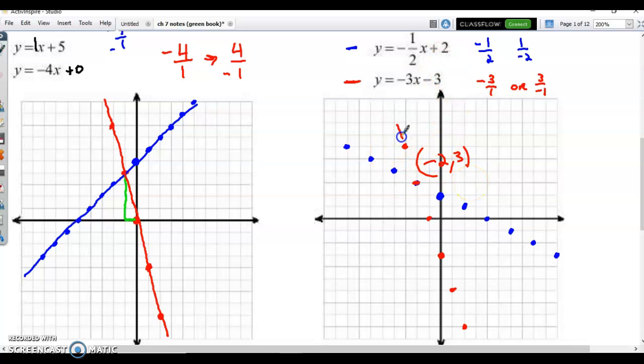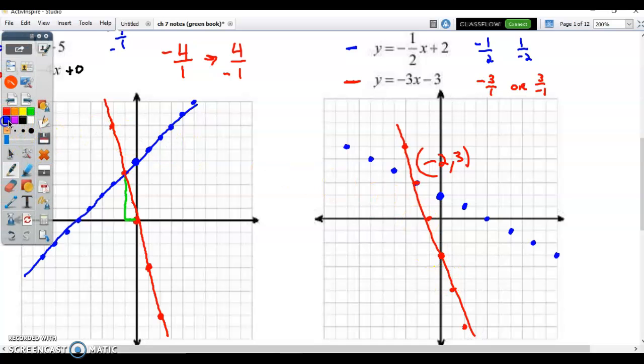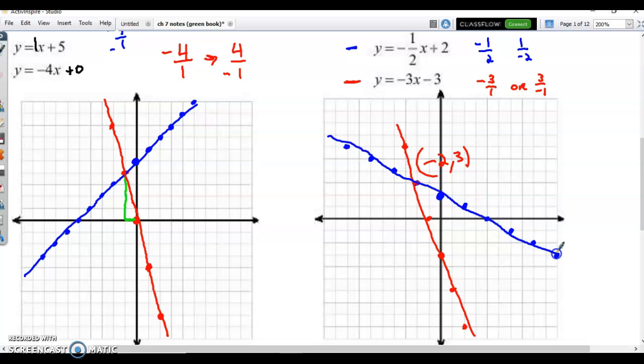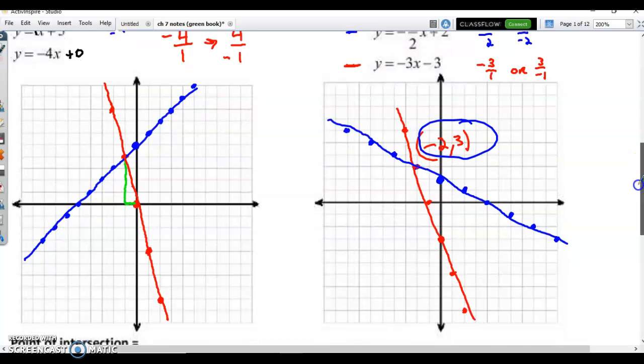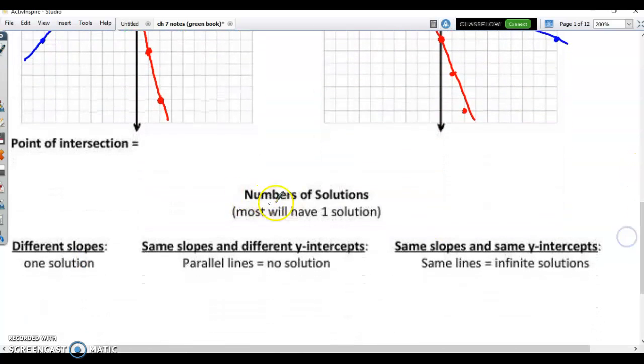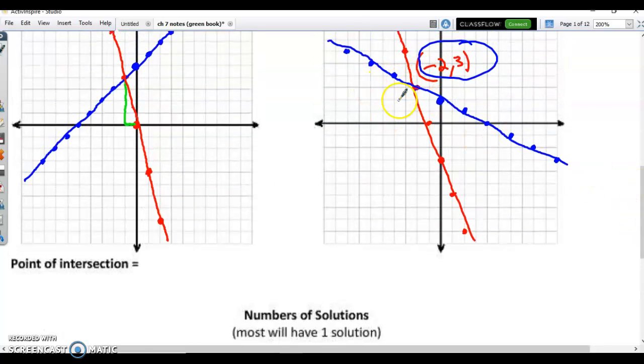If I were to draw out these lines now, and really I don't mind if you don't draw out these lines, we're just looking for that one ordered pair that they share, and this is our solution where they intersect. A couple things you may encounter with these types of lines. Most systems will have one solution. This is one solution, the ones we did examples of, where they have one point of intersection, so they have an x and a y value that make both of them true.